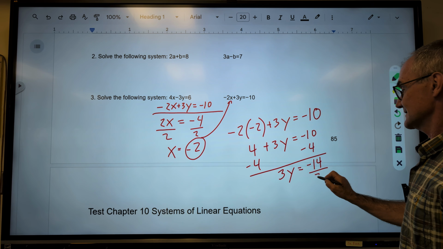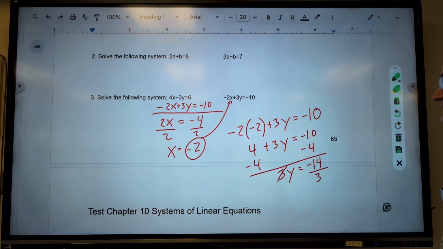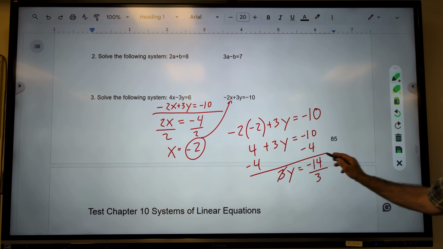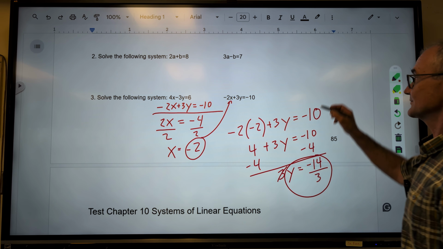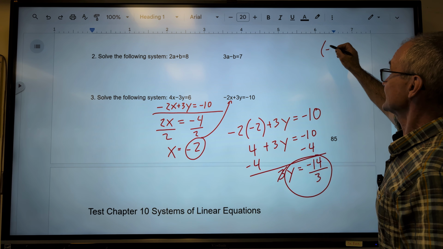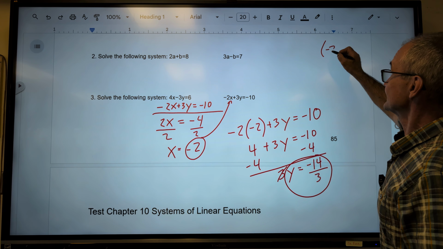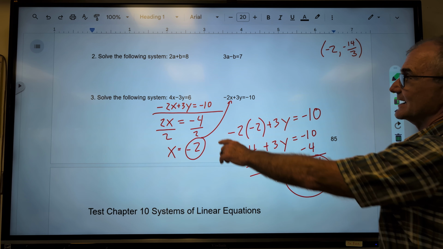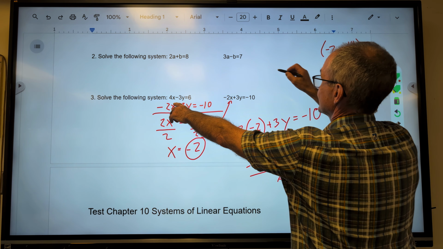Y is equal to negative 14 thirds. Value for x, value for y. My ordered pair is negative 2, negative 14 thirds. Take that, plug it back in. Let's see if this is going to work.